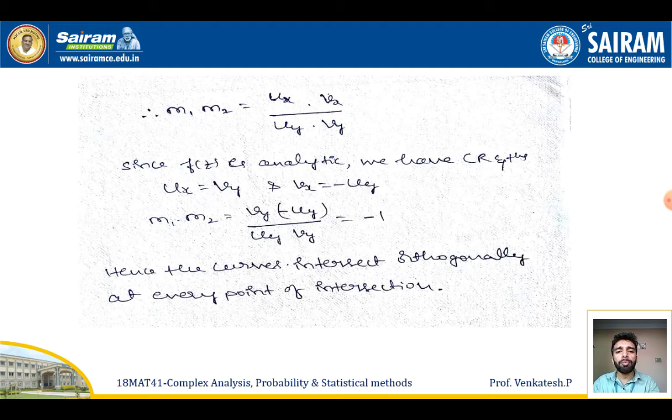So after incorporating all the values here, I'll be getting m1 dot m2 is equal to vy minus uy divided by uy into vy, which is equal to minus 1. So hence the curves intersect orthogonally at each point of intersection. Therefore I can say in the Cartesian form the orthogonality property has been proved here.